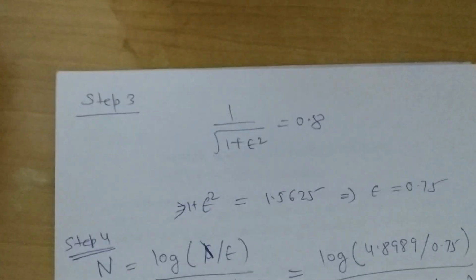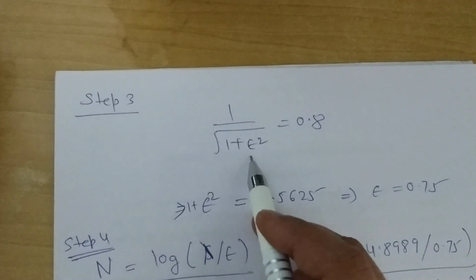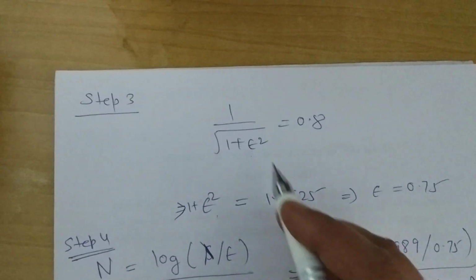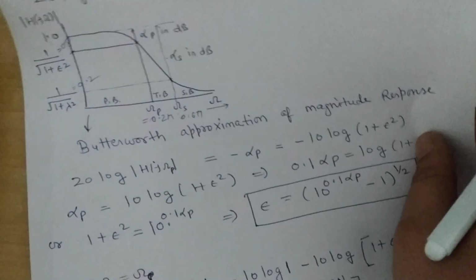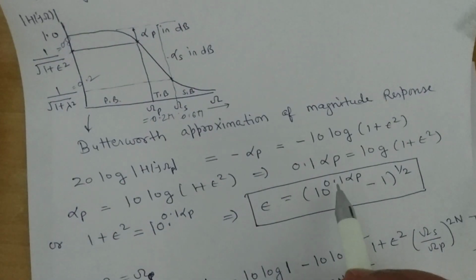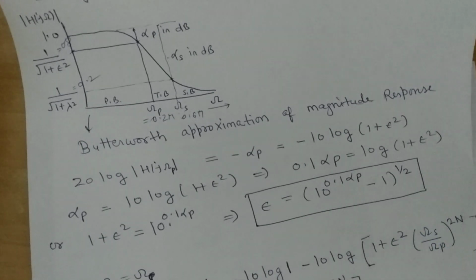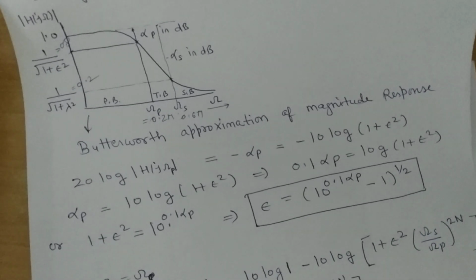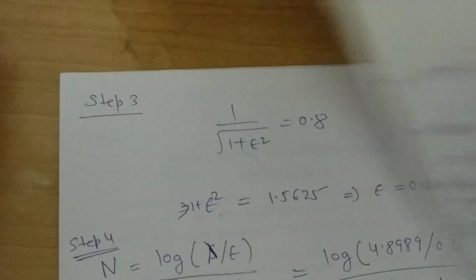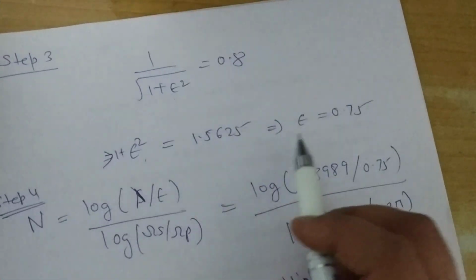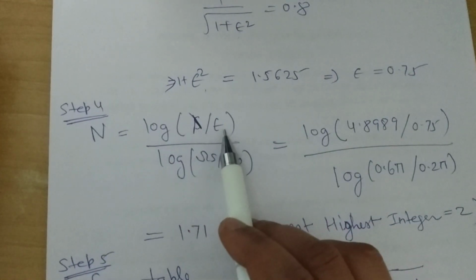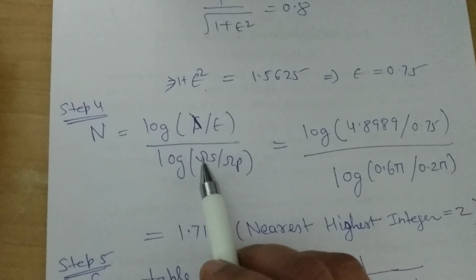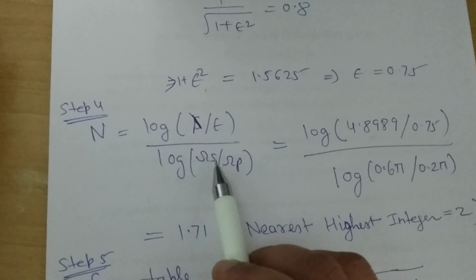Okay, the next step is step 3: similarly we have to find the value of epsilon, which has the relationship epsilon is equal to 10 to the power 0.1 alpha p minus 1, raised to the power 1 by 2. After solving this you will get 0.75. Now after getting lambda and epsilon, you have already found omega s and omega p.